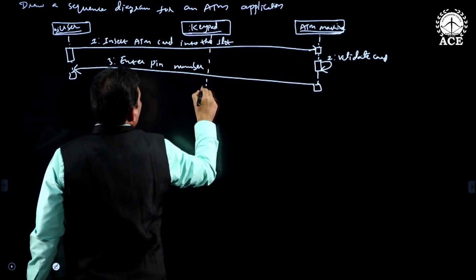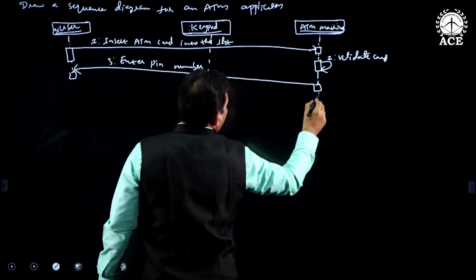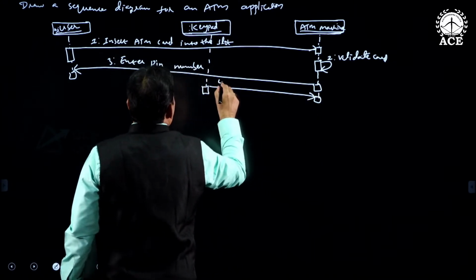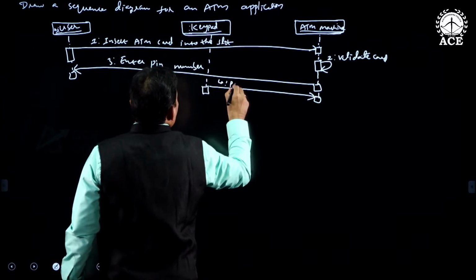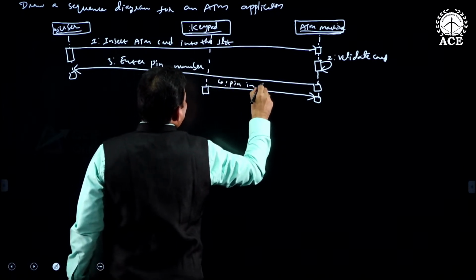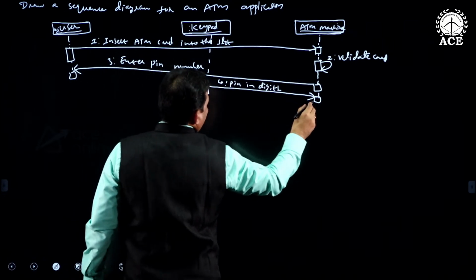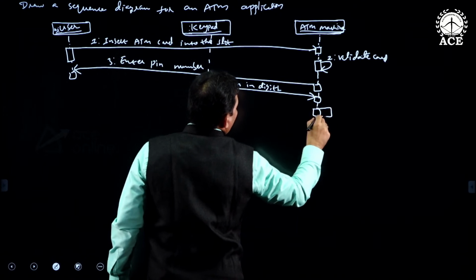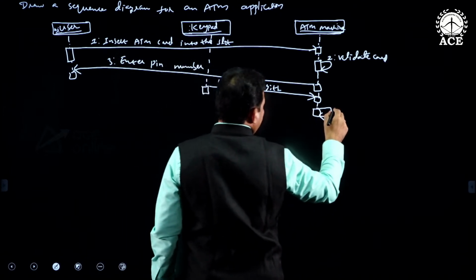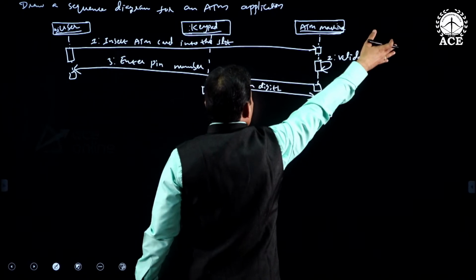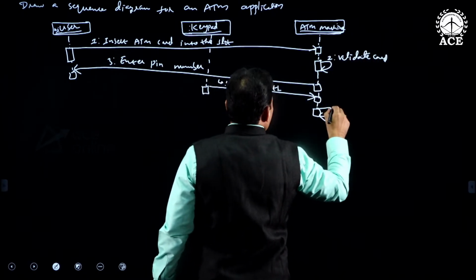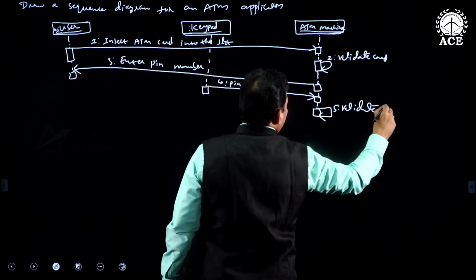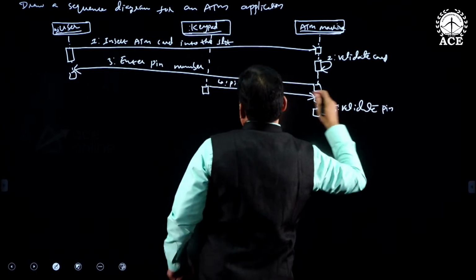So what will the user do? With the help of the keypad, the PIN number is entered. PIN number was entered by whom here? PIN in digits, entered by the user. Once the PIN number is entered, whether the PIN is valid or invalid is verified at the ATM machine. The ATM machine connects with the bank database, bank server, and verifies it, right? So validate PIN.